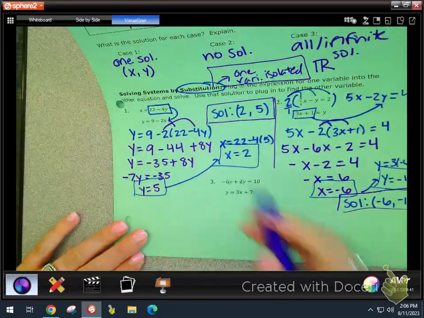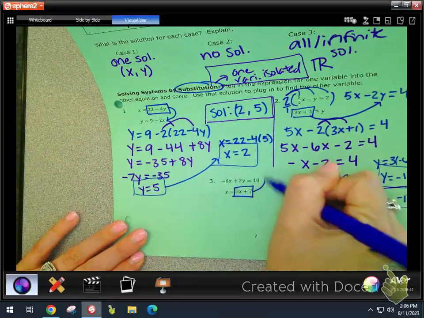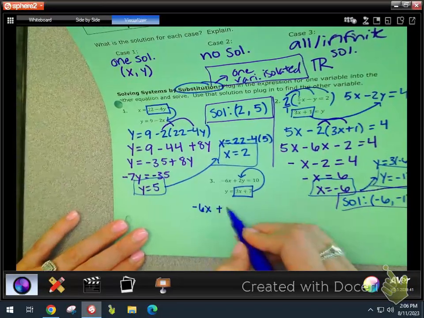This next one, I think some of you are already working on that. It is set up for substitution as well. I'll go ahead and start it down here. Anybody notice anything weird on this one?